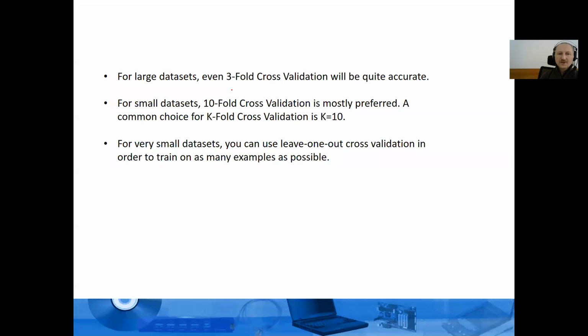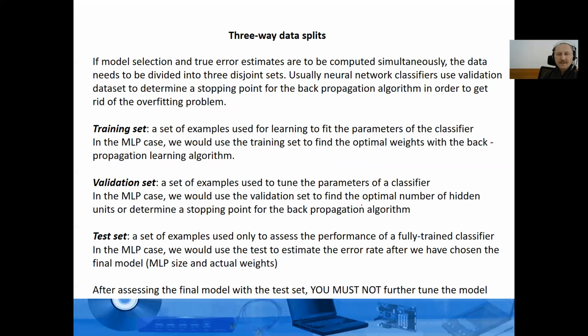We said for a large data set, you can use 3-fold. For a small data set, 10-fold. Even for a very, very small data set, you can use the leave-one-out cross-validation technique. We also said you can divide your data into two. If you are dividing your data into two, the first part is the training data set and the second one is the testing or validation data set.